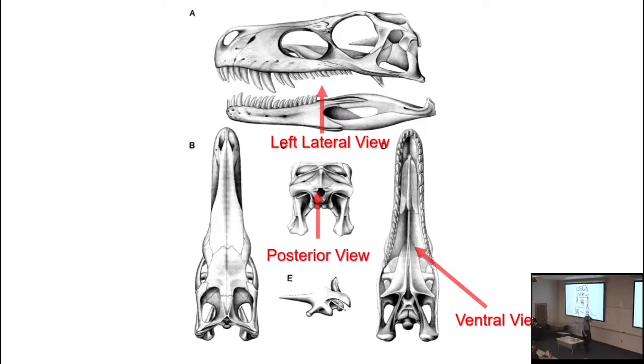Posterior view of the skull, dorsal view of the skull. Everyone comfortable with this so far? Got a question? So ventral is underneath? Ventral is you're looking at the ventral surface, the underside surface. Exactly. Good question.